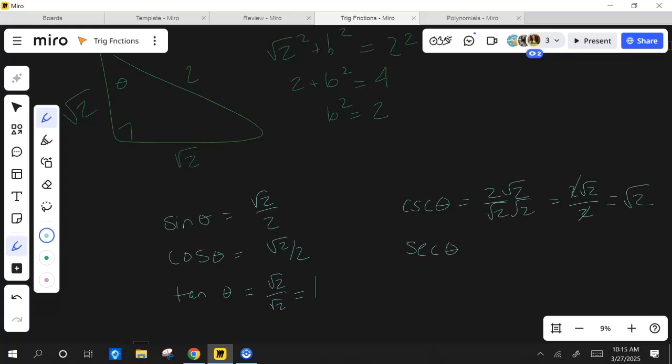Secant, I don't even have to do all that work again because they're exactly the same value, so it's square root of 2. And what happens if you flip 1 over? It's just 1. This is a unit circle value.